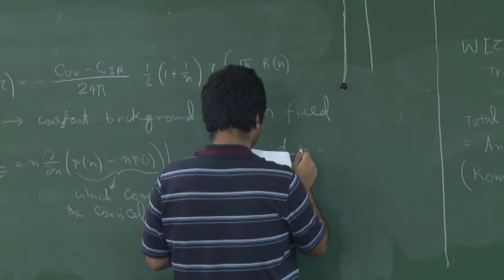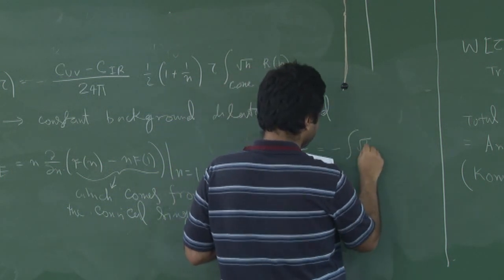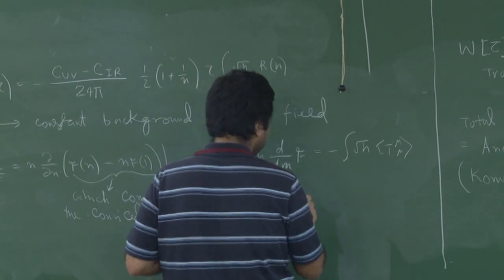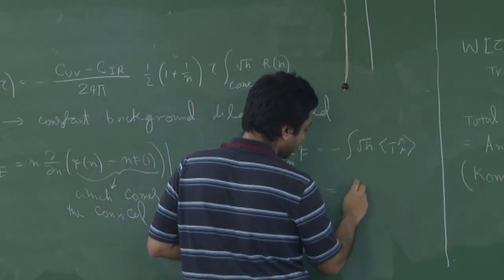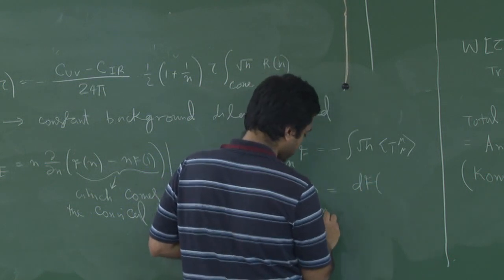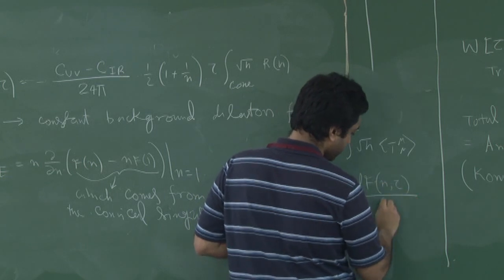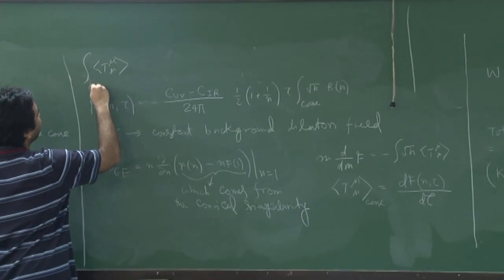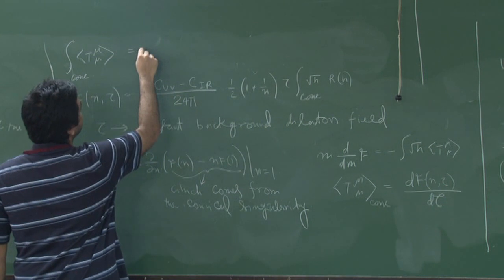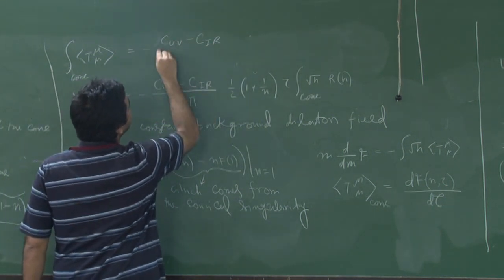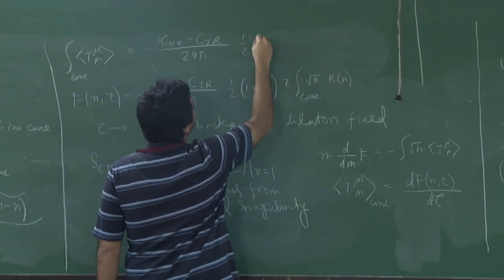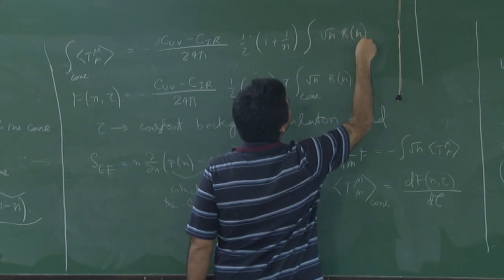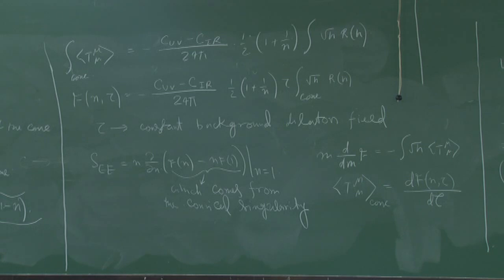That is T mu mu, and this T mu mu on the cone is given by d tau. So you get this expression, you have a tau here which goes away, and then you are left with this term. Okay. And this is precisely the answer that Cardy and Calabrese got.